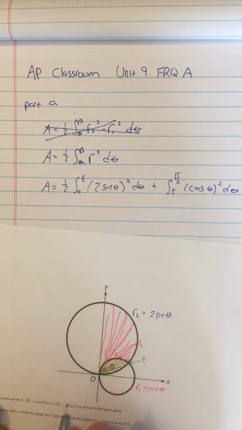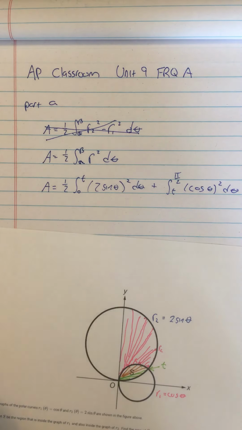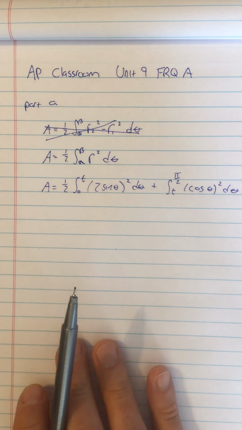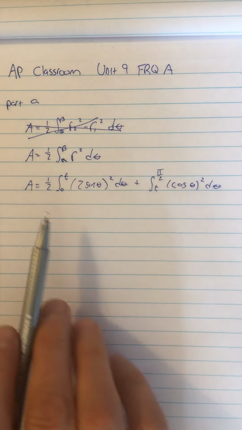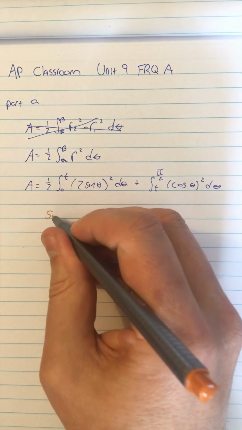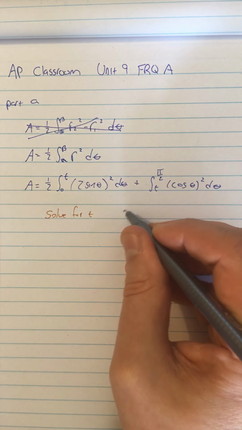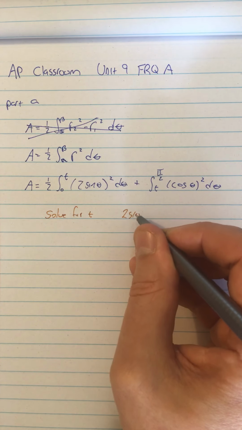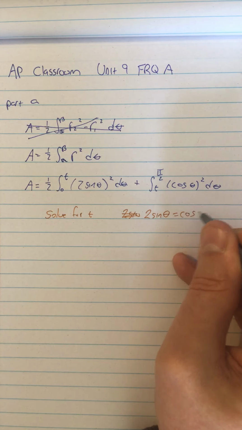So basically, that's the setup, and for people who had trouble with this, if you've got that, you've really got the whole thing. So we can finish it out, but you can really take it from there if you like. We need to find out what this magic angle t is. That means that we need to know where 2 sine theta is equal to cosine theta. So to solve for t, we need to solve 2 sine theta equals cosine theta.